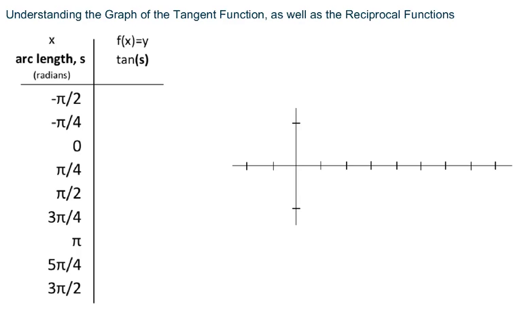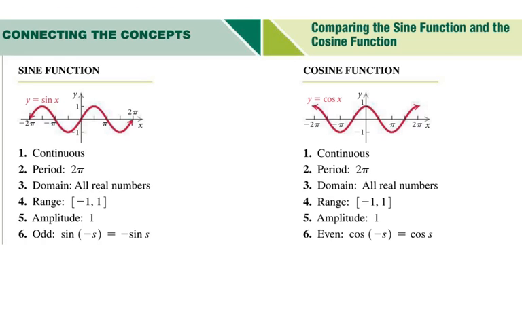Just to refresh what we learned about sine and cosine, we want to recall that we have these two continuous functions, our sine and cosine. Both are period 2 pi, both have a domain of all real numbers. The range for each is between -1 and 1. These parent functions have an amplitude of 1, and then sine is odd and cosine is even. So we've got our sine graph, which we know how to draw that curve from 0 to 2 pi, as well as our cosine graph.